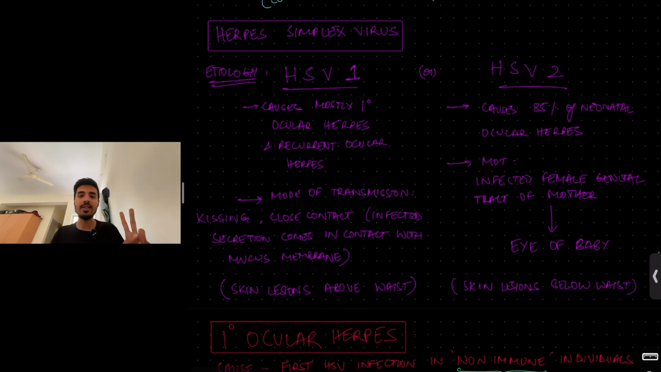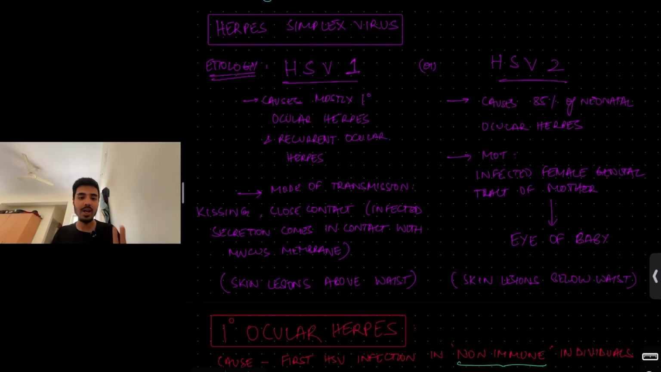Two viruses come under herpes simplex virus, HSV1 and HSV2. HSV2 causes neonatal ocular herpes. HSV1 causes primary ocular herpes and recurrent ocular herpes. Now they can interchange, but this is what happens most of the time. For HSV1, the mode of transmission is infected secretions coming in contact with the mucous membrane of the eye, because of close contact like kissing, etc.